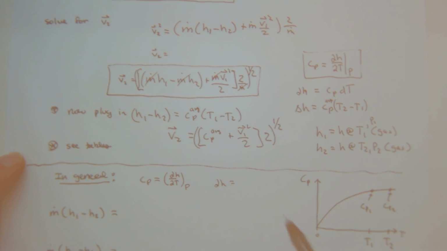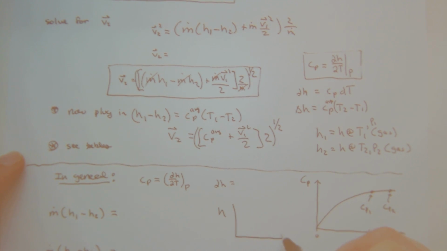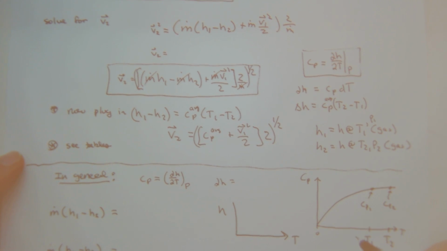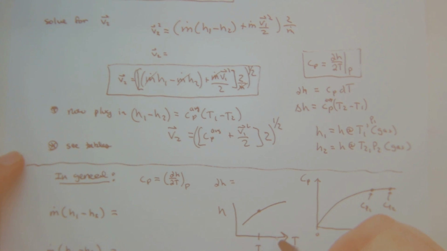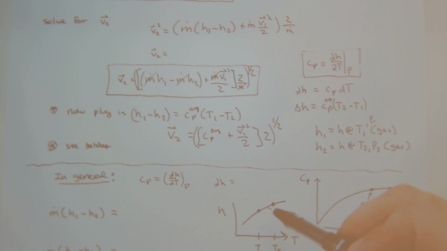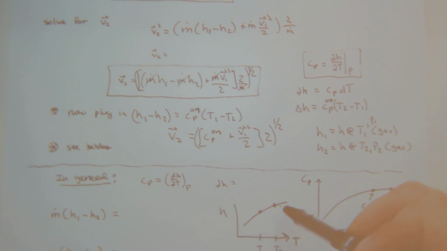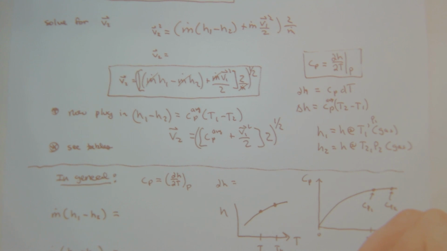So analogous to this, I can plot H as a function of temperature. And it does something like that. And so T1, T2. I can get an average enthalpy between the two temperature ranges. This is the temperature of the gas at the outlet, this is the temperature of the gas at the inlet of my stator.